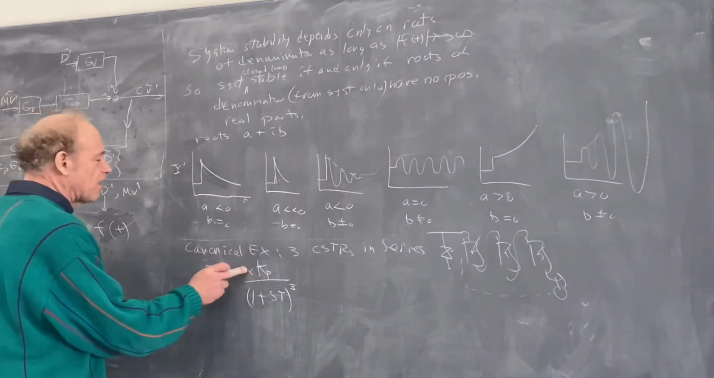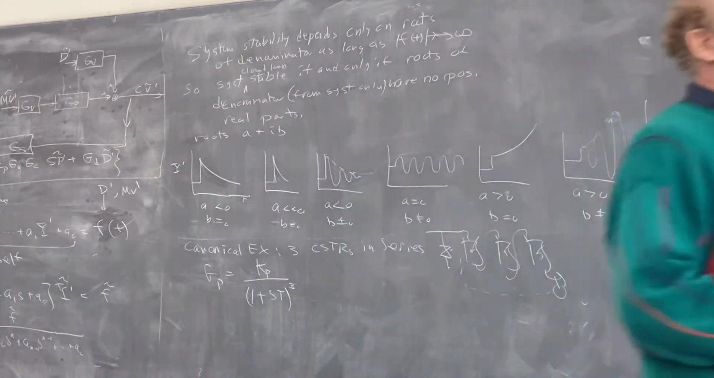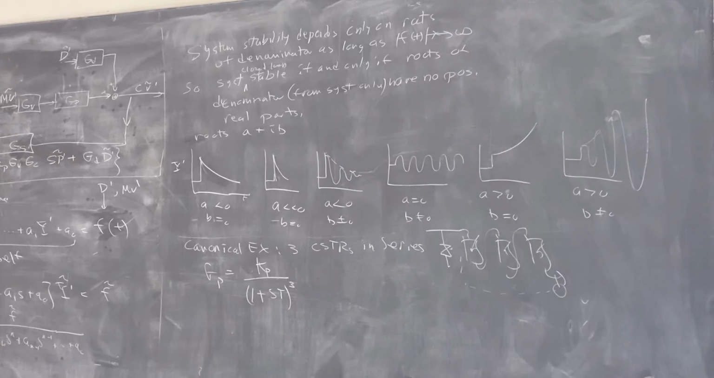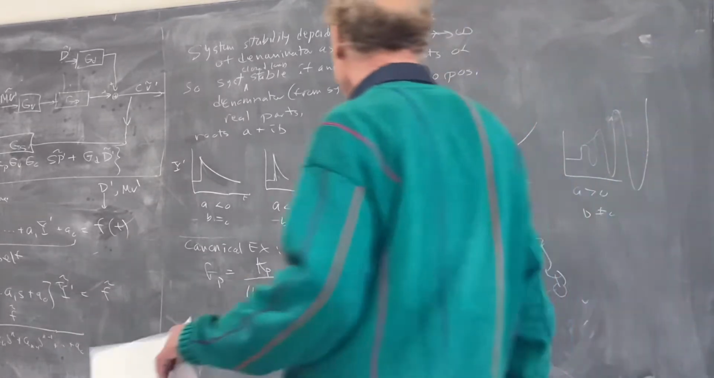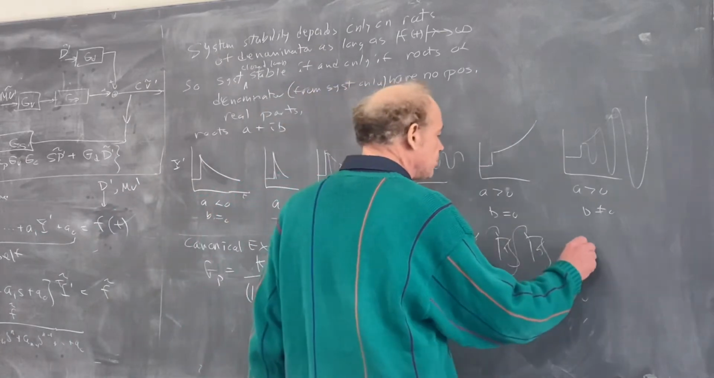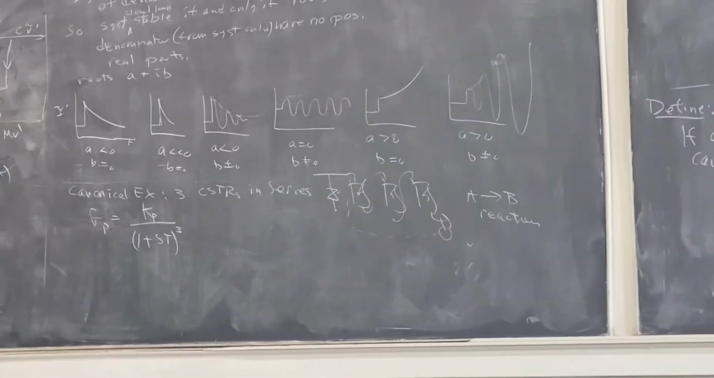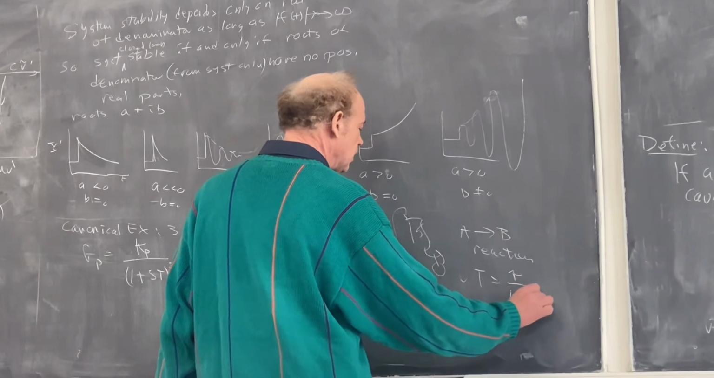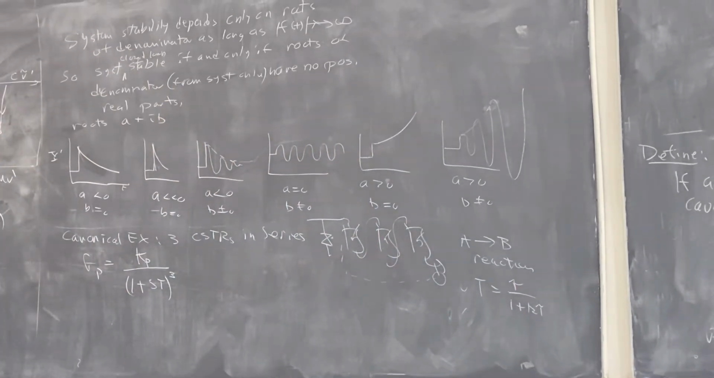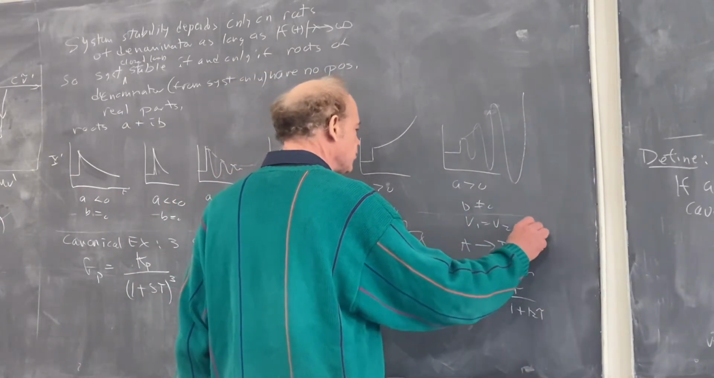Okay, I'm going to absorb the alpha into the KP right now, and I'm going to pick some numbers here. I'm going to assume that I have a reaction, A goes to B, and therefore GP is tau over 1 plus K tau, where I'm assuming that all these reactors are the same size: V1 equals V2 equals V3.